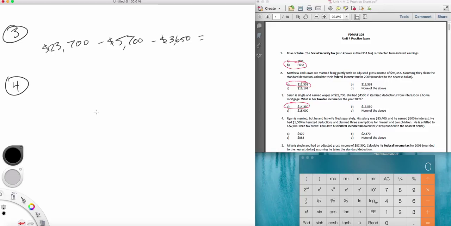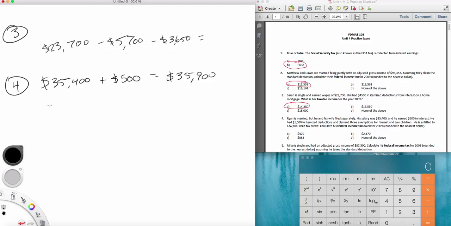So what we want to do is first add up his wages and interest. So he got $35,400. So we're doing the income first. We're going to add in his $500 in interest that he got. So his gross income is $35,900. All right. Now, next, what we want to do is find his taxable income.